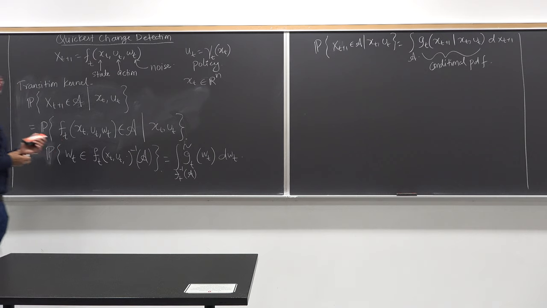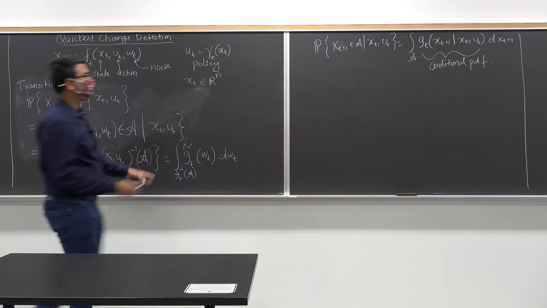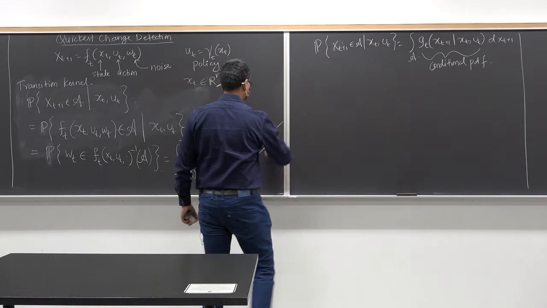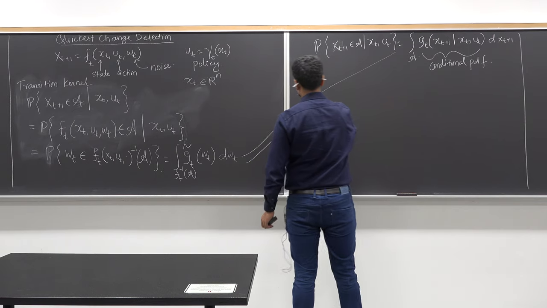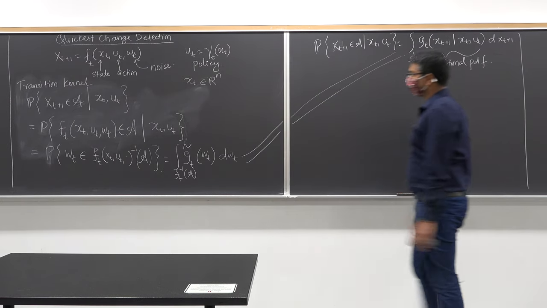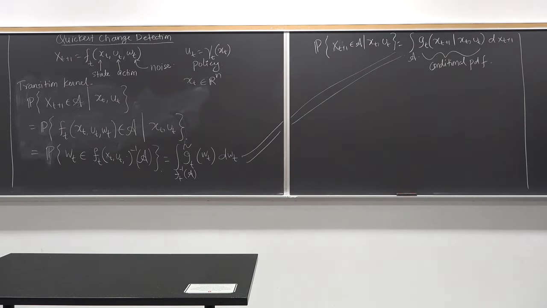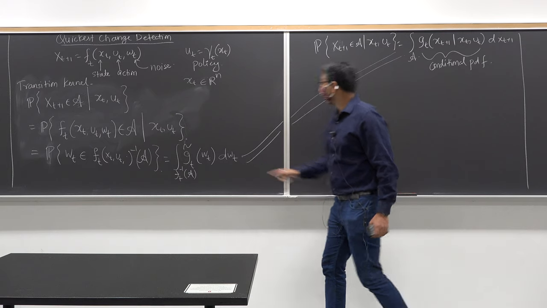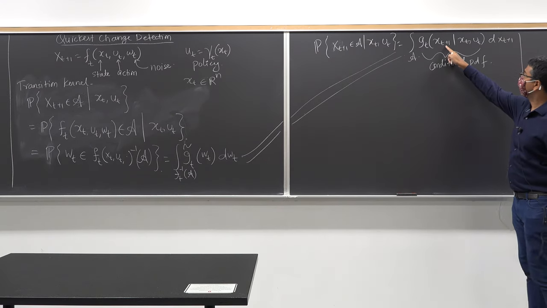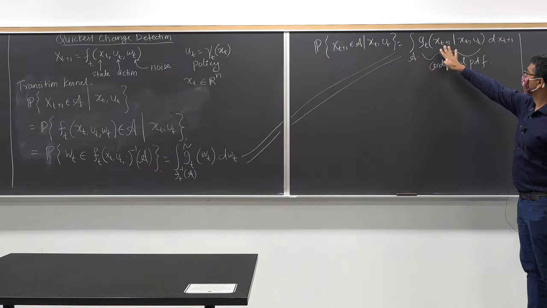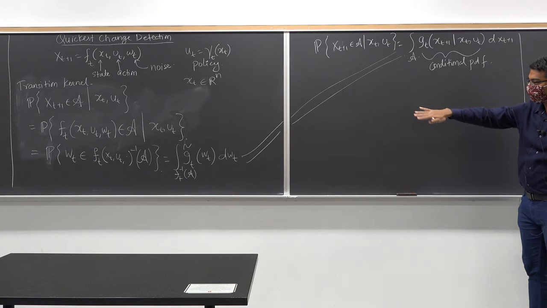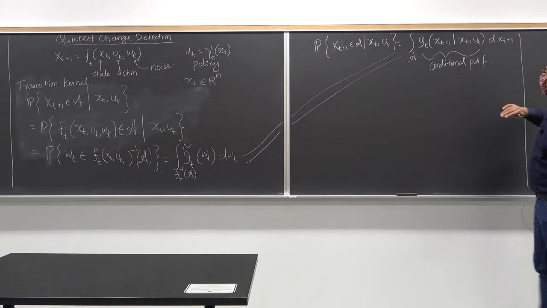Okay, that's my conditional PDF. And these two expressions are equal. This expression is equal to this expression. It's just that I'm doing a change of variables here. So here this variable was WT. Now I'm changing the variable to XT plus 1. And this is the way I'm denoting that whole complicated expression, because this is much simpler. And then DXT plus 1.